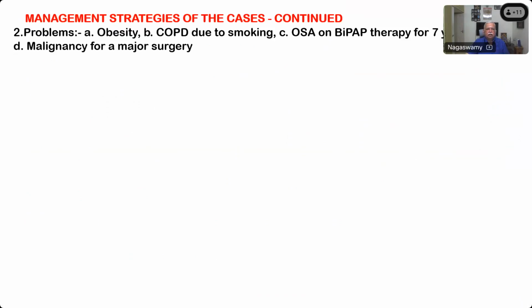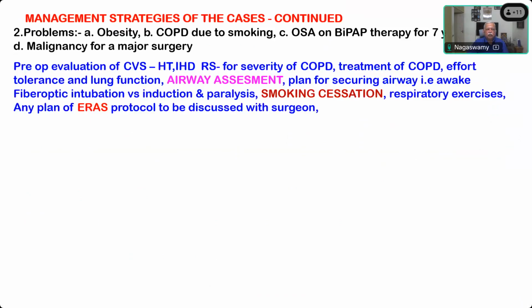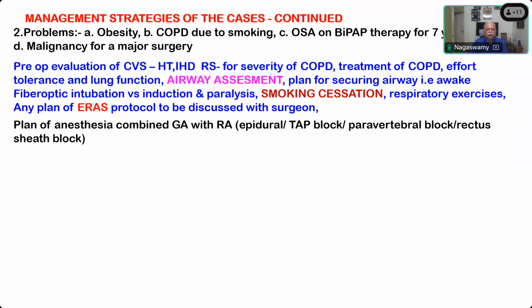The second case scenario is a malignancy, CA rectum. So you don't have much time to prepare or optimize the patient. That is the answer that's expected there. So with all the attendant complications or comorbidities, sometimes the ERAS protocol also will be included for the rectal surgery. So the plan of anesthesia may be GA or regional with epidural or TAP block or paravertebral block, rectal stitch block, etc.